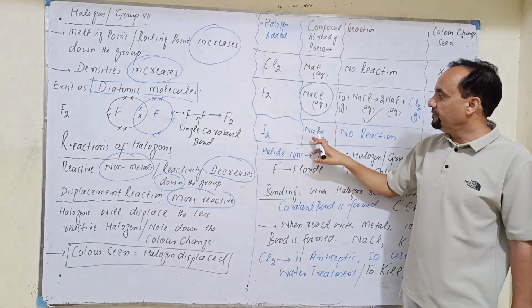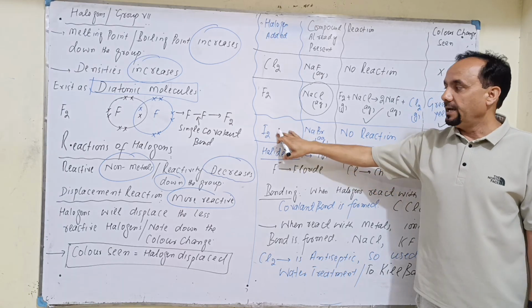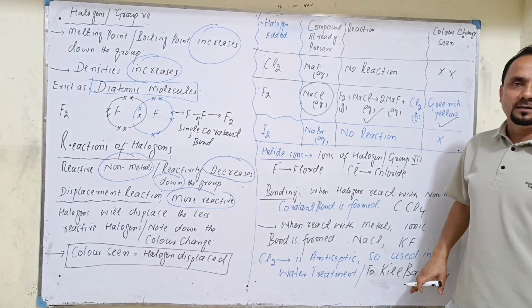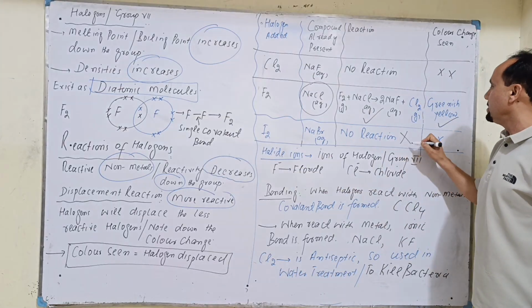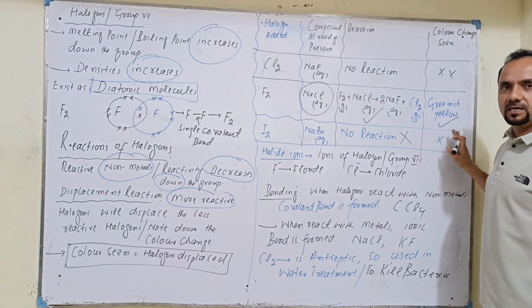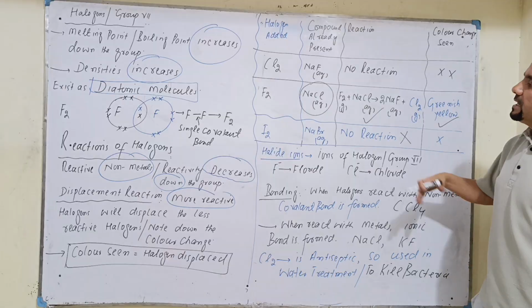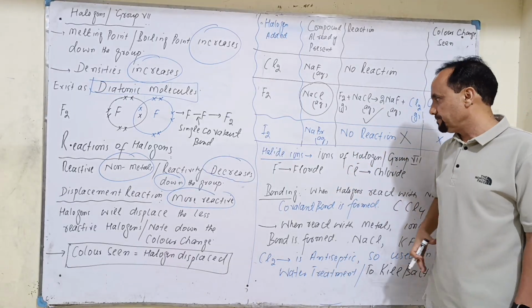Now we have sodium bromide solution and we are adding iodine. Iodine is again less reactive, so there will be no reaction. When there is no reaction, no color change. You can also take the remaining halogens.